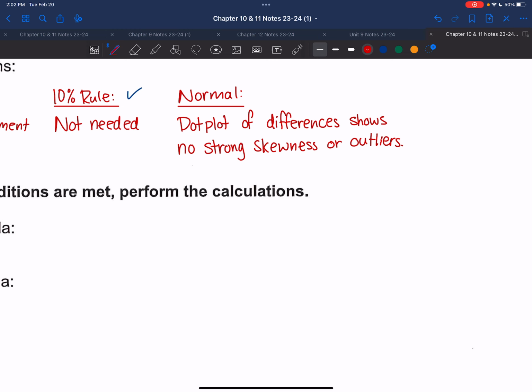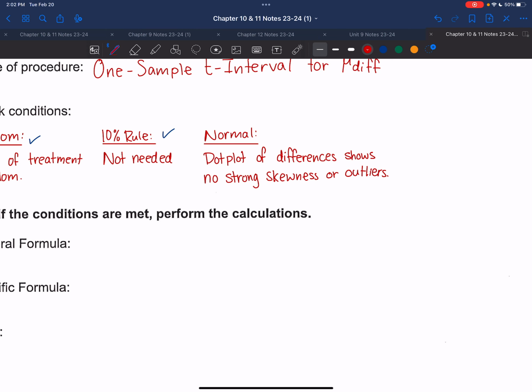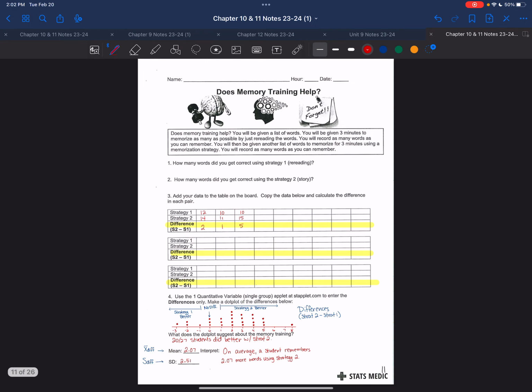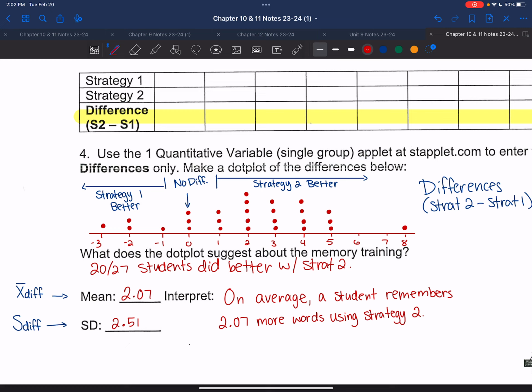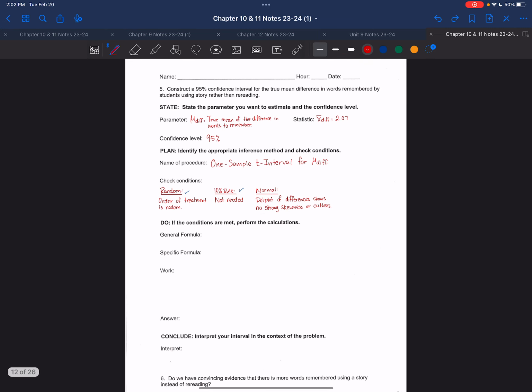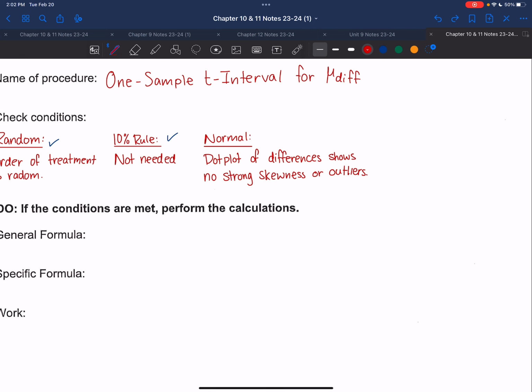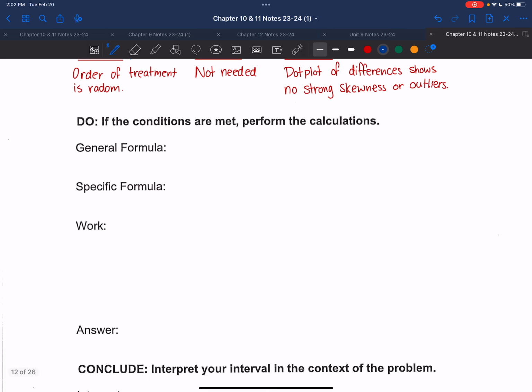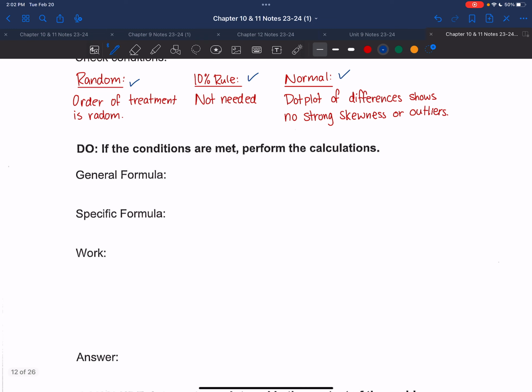Okay, so it did not tell us our population was normally distributed. We do not have a sample size of 30. We only have a sample size of 27 students. So we can't say central limit. So the last thing we had to do was draw a graph. And we had already drawn one, and we just had to explain that there was no strong skewness or outliers. So we're good there.